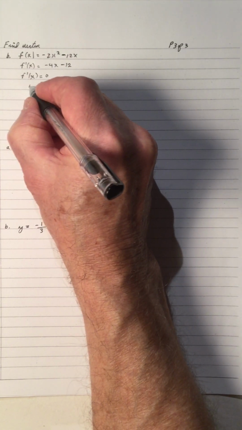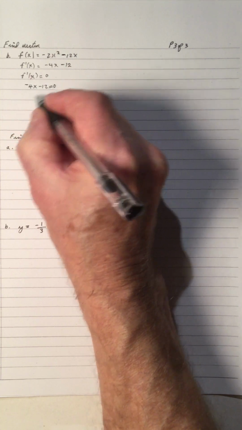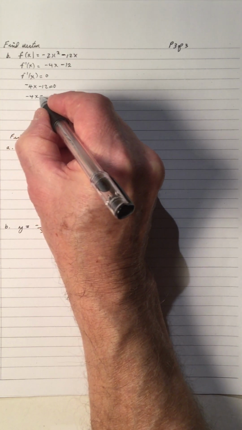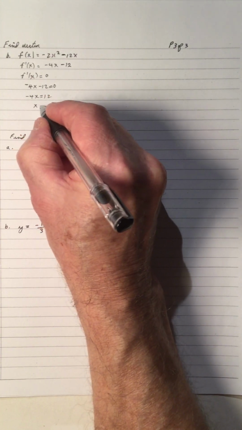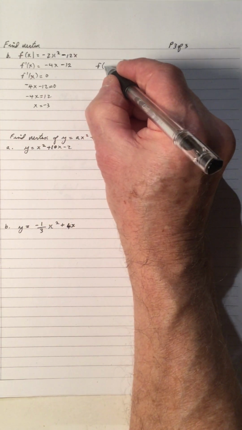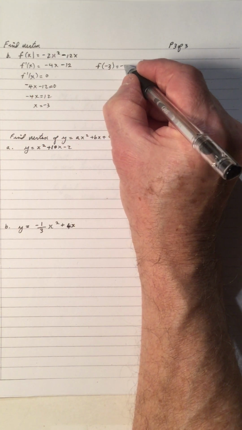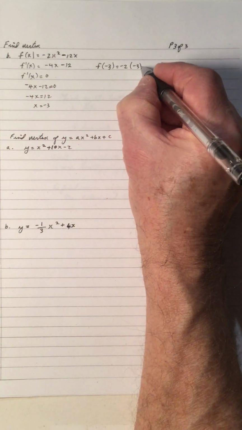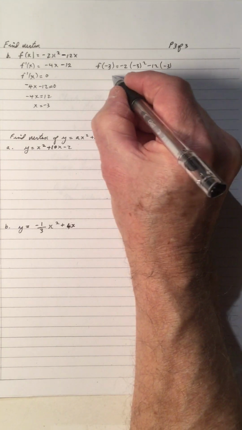So that means negative 4x minus 12 equals 0. Negative 4x equals positive 12. Divide negative 4 into both sides, you get x equals negative 3. So for f of negative 3, we'll put a negative 3 in.